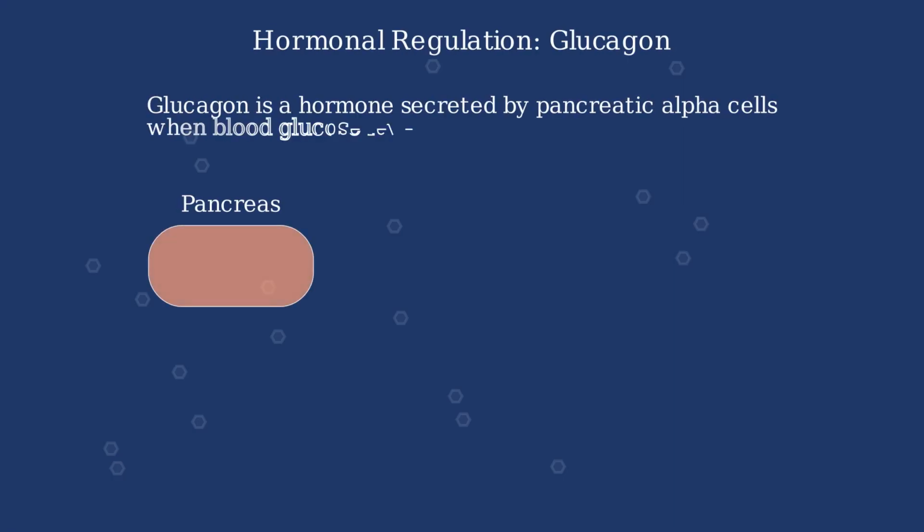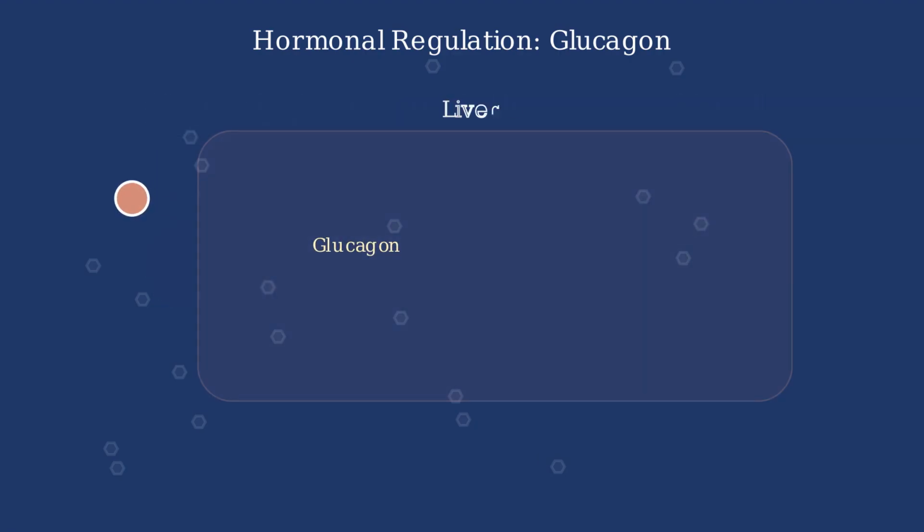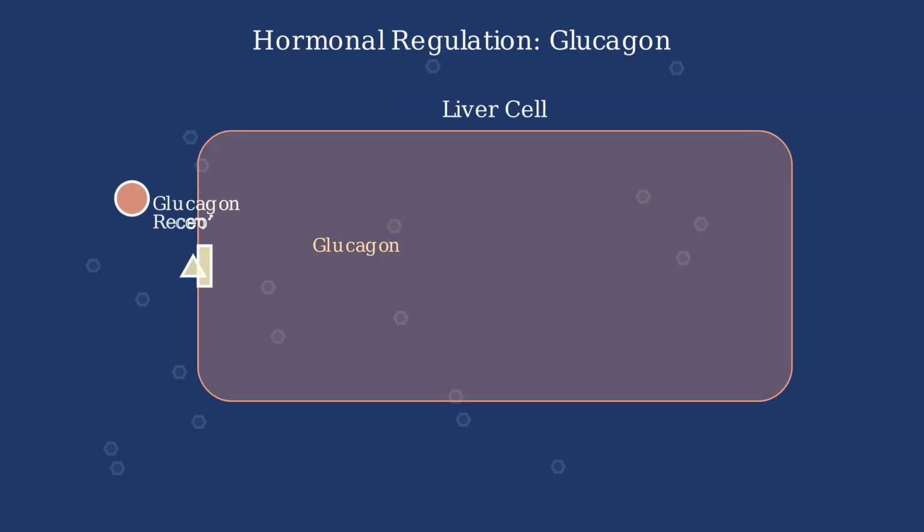Glucagon is a hormone secreted by pancreatic alpha cells when blood glucose levels are low. When blood glucose drops, alpha cells release glucagon into the bloodstream. Glucagon primarily targets the liver, where it binds to specific receptors on the cell membrane. When glucagon binds to its receptor, it triggers a signaling cascade inside the liver cell.